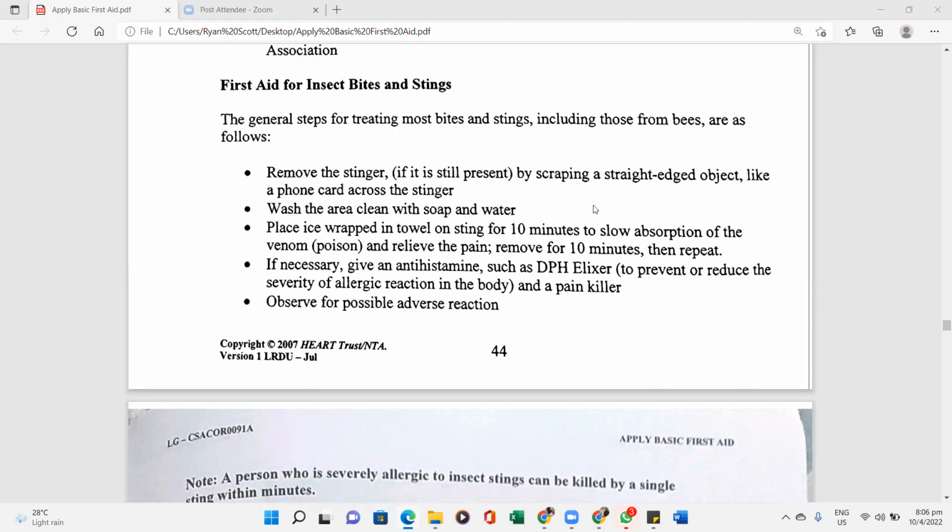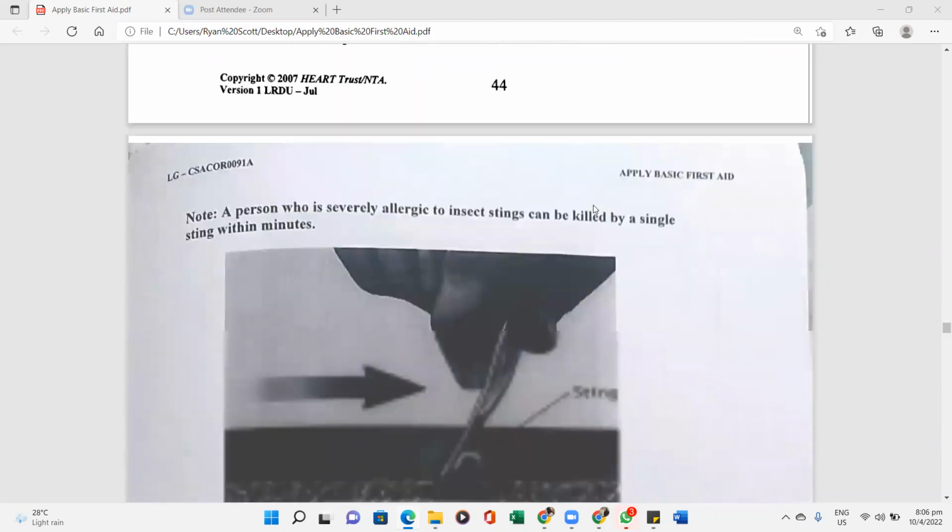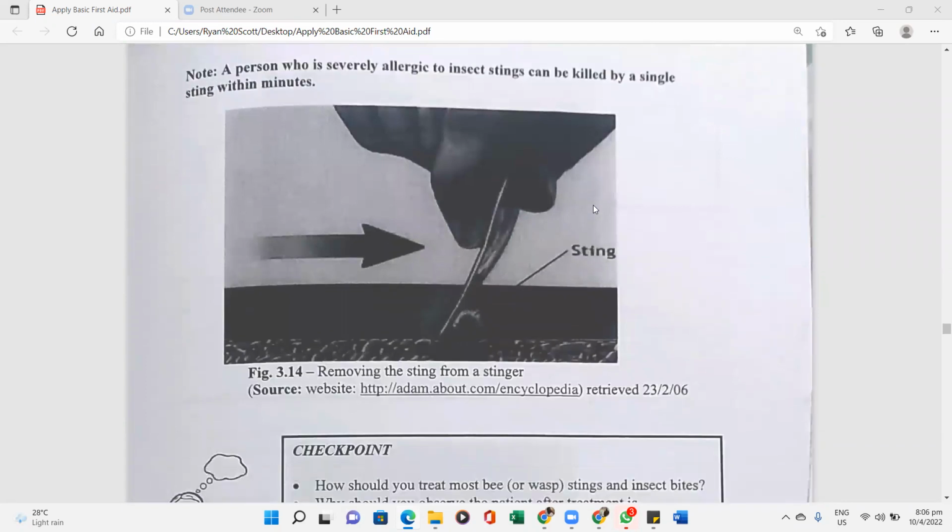All right, scroll down. So there is that person using the phone card to scrape the stinger out of the person's skin, or the debit card or whatever card you want to use. Okay? Scroll up.